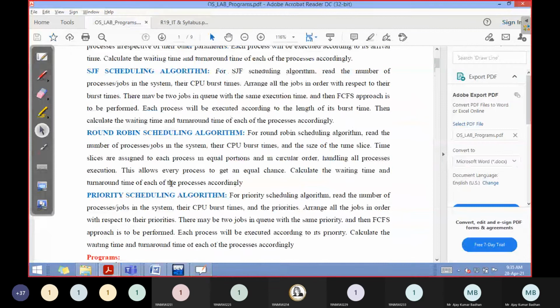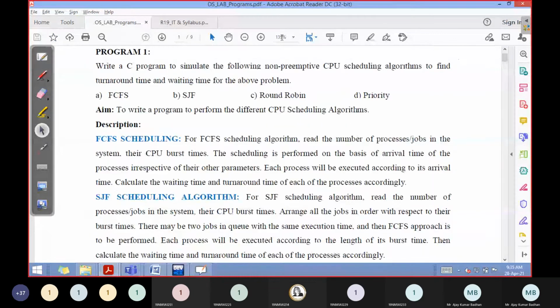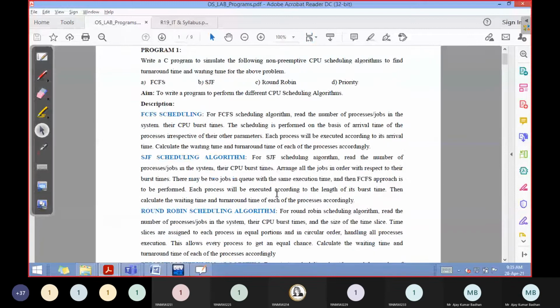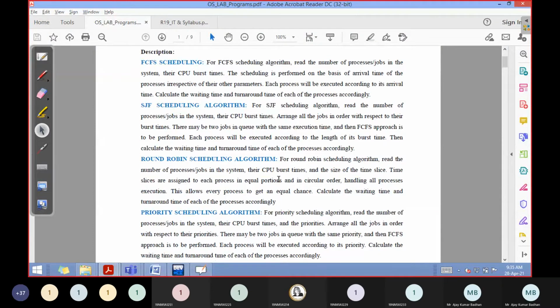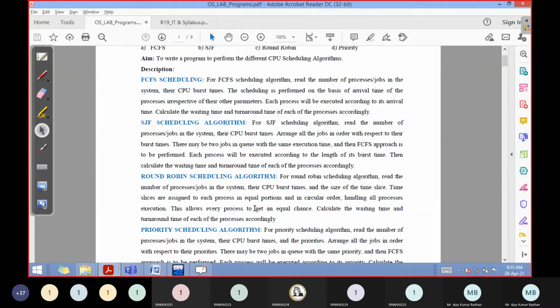This is the program we have. As per our point of view, this is the first program, but for you people, he has clubbed it up, so this will be the 5th program. Here I have given the explanation. I think you have a clear idea what is meant by FCFS.